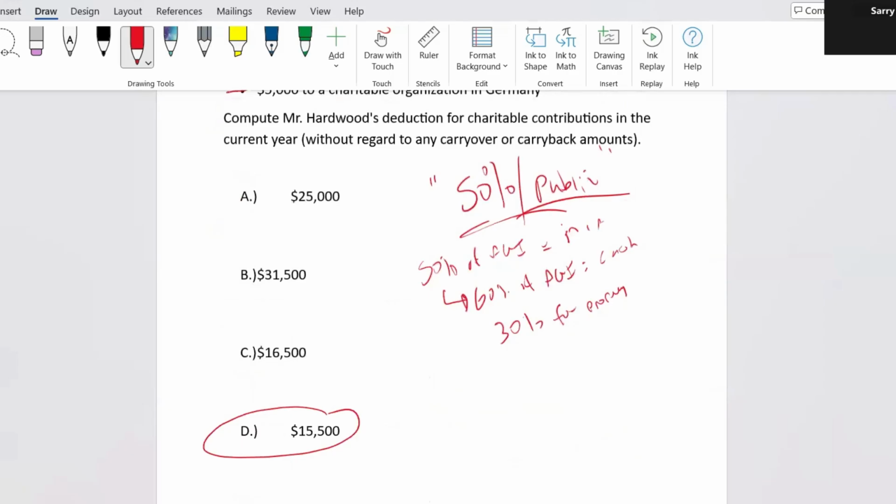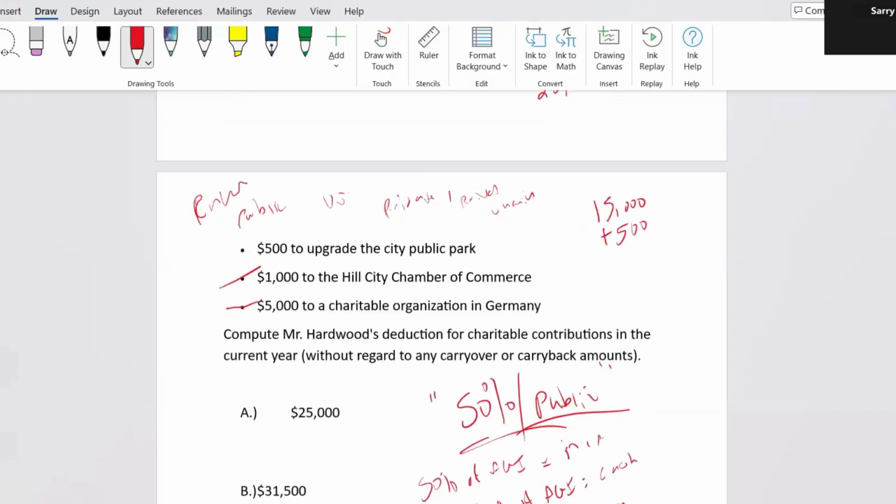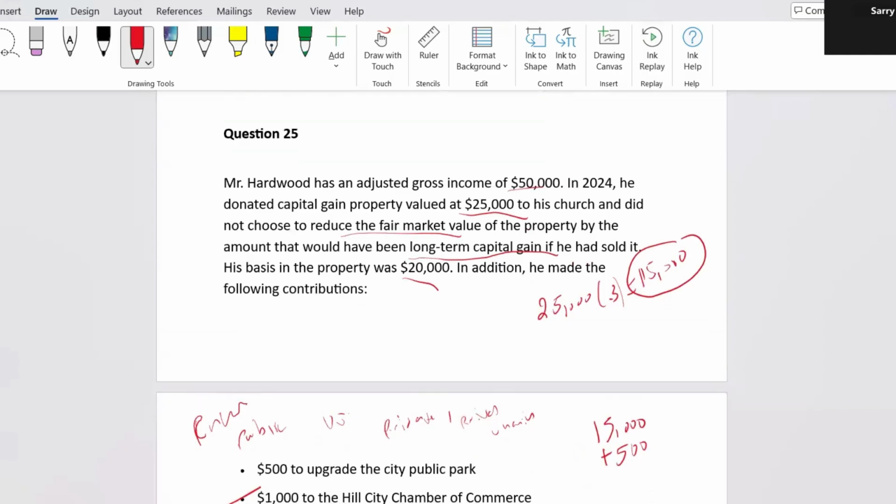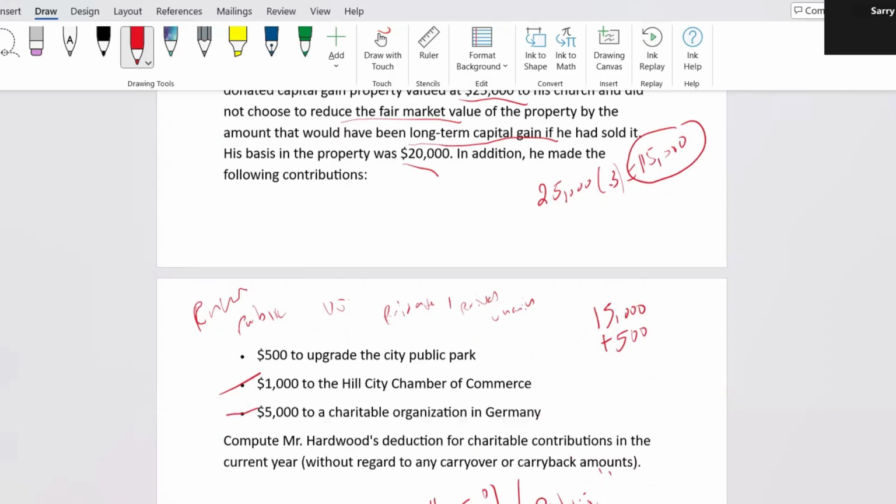To know this, you need to know the difference between a public charity and a private foundation, and you also need to know the AGI limit. That's key. We're not saying 30% of $25,000 or 60% of the cash. We're saying 30% of the AGI for property, and 60% of the AGI for cash. The percentage is based off the AGI, and usually they have to give you the AGI so you know how to calculate the rest of these. Let's move on.